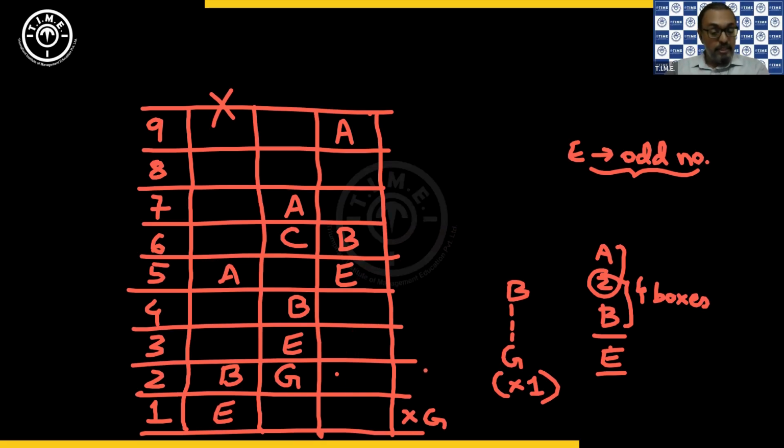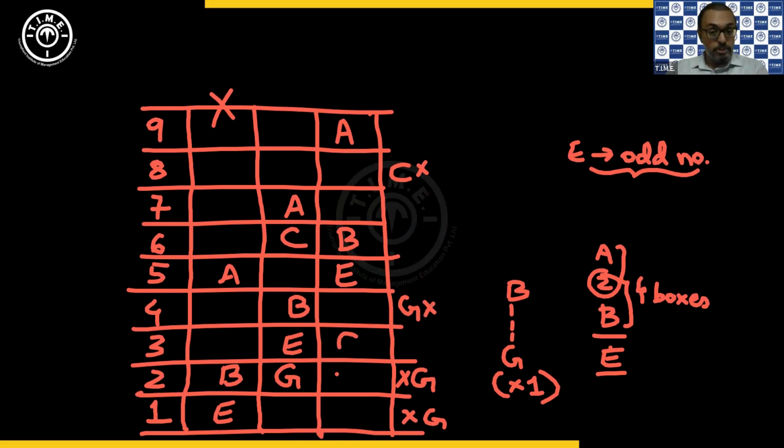So if I take G in the second position, then leaving a gap of 3 boxes, you already have B available. So G cannot occupy the second position in the third possibility. Correct? Now, if I take G in the fourth position, then leaving a gap of 3, you have to put C in the 8th position. But then above C, I need minimum 2 boxes, which is not possible.